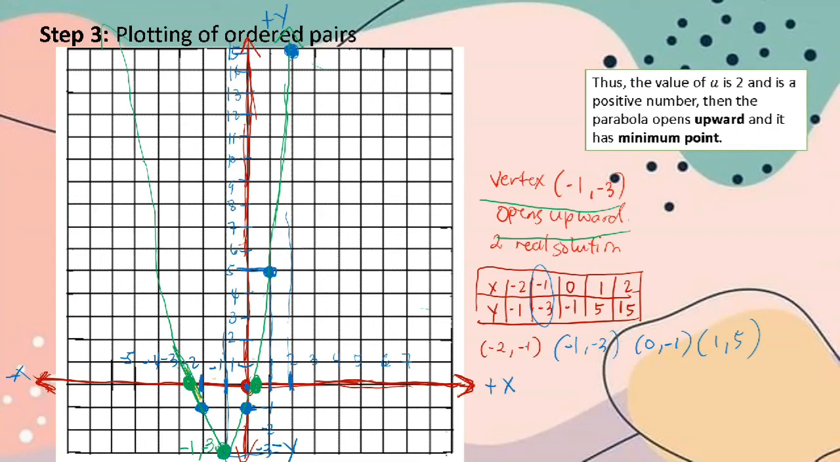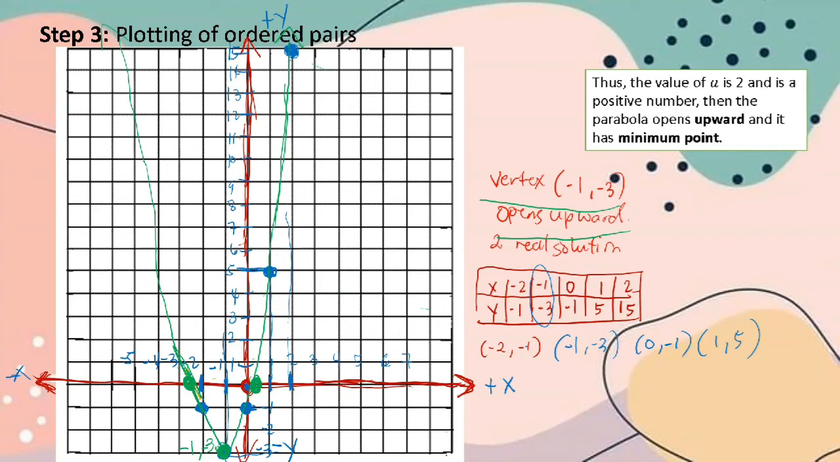Okay. So, next is, so we have the vertex, the coordinate, and also the parabola opens upward, and the vertex has a minimum point. Ayan. So, now, we are done in plotting the ordered pairs. And also, we are done in graphing the quadratic function. So, ganun lang po ang gagawin natin.